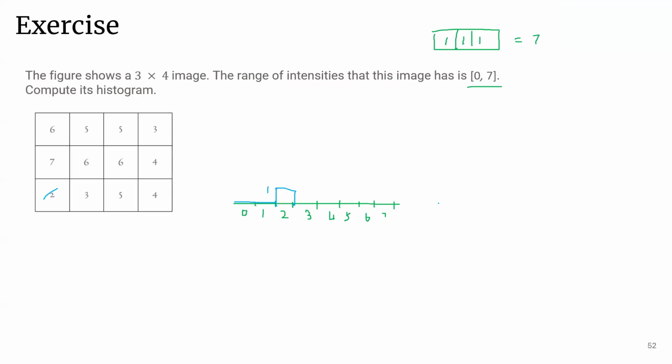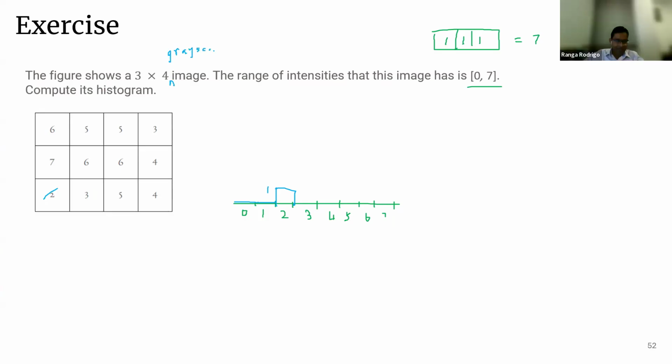Yes, sir. One more thing, shouldn't each cell have 3 different colors? That's a good question. This is a grayscale image. I should have said that, right? So it only has one color, grayscale. When you say grayscale, does it mean it's either black or white?